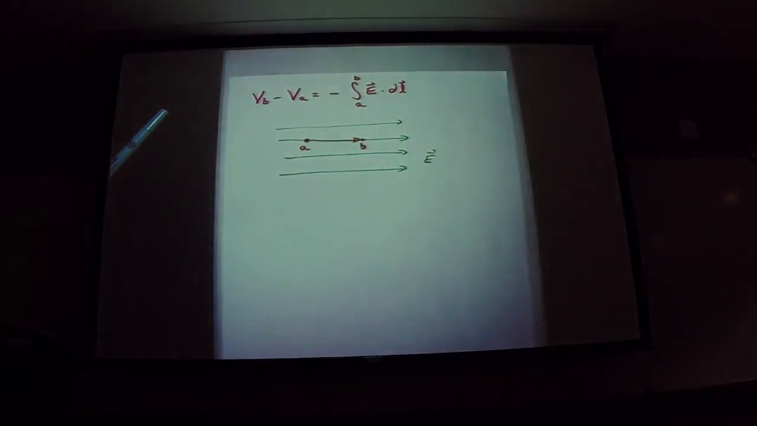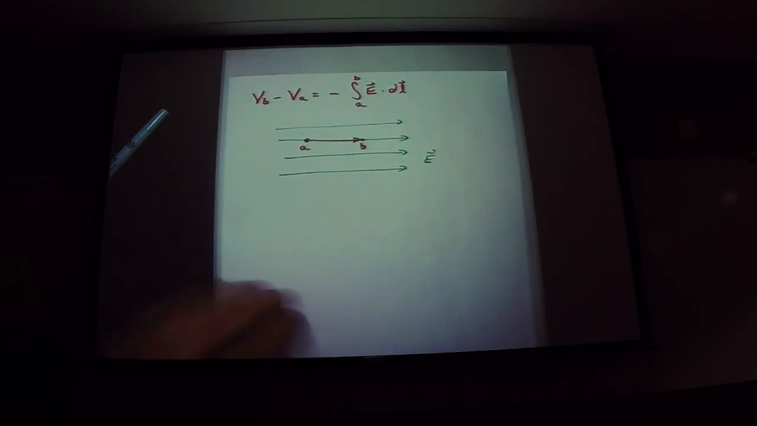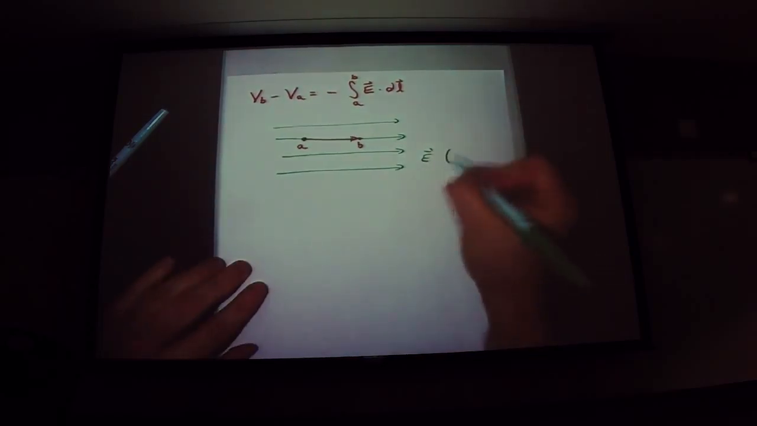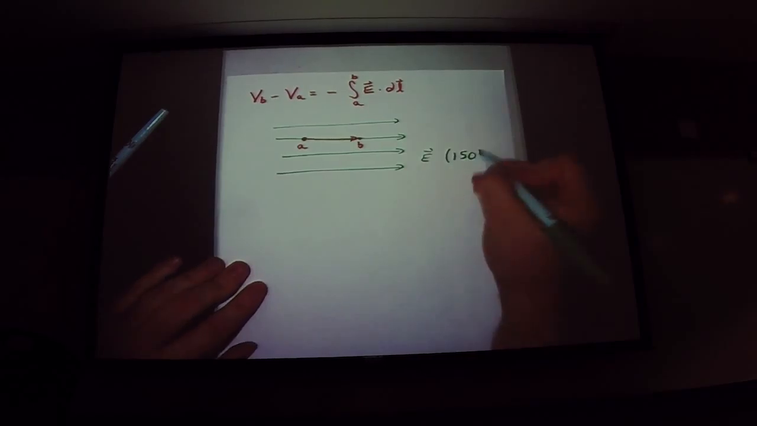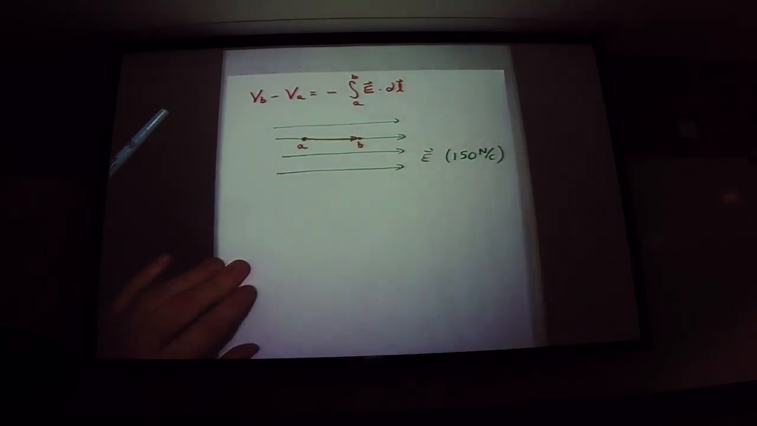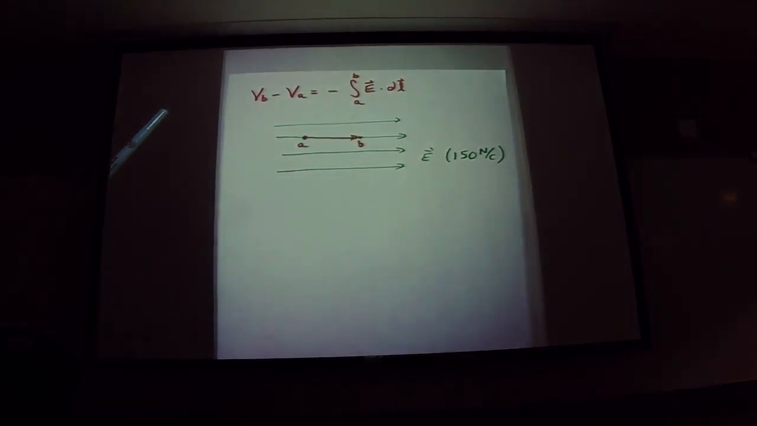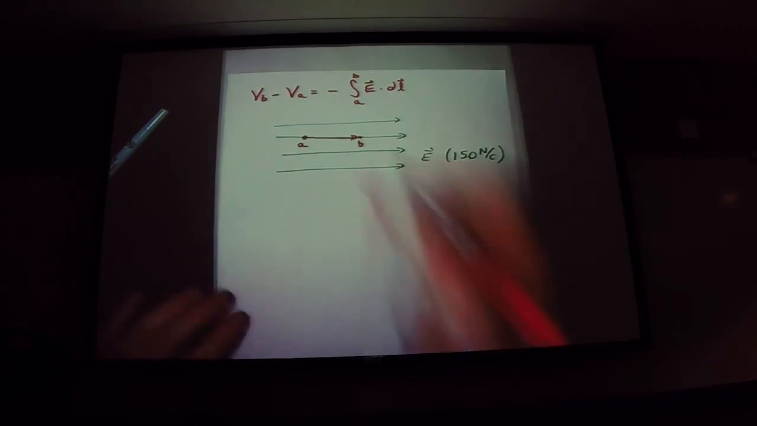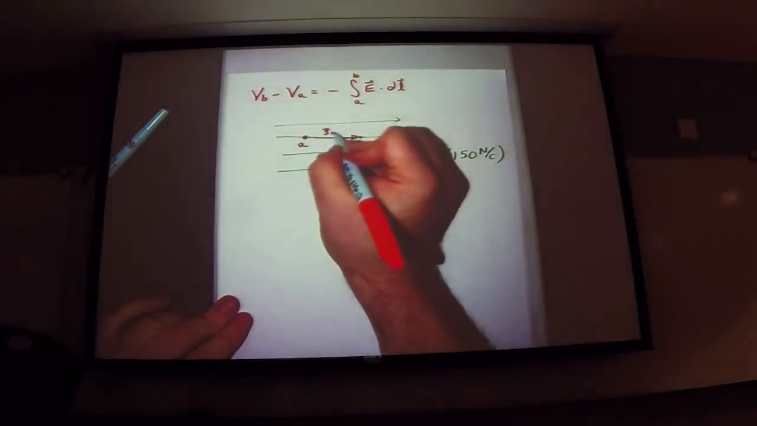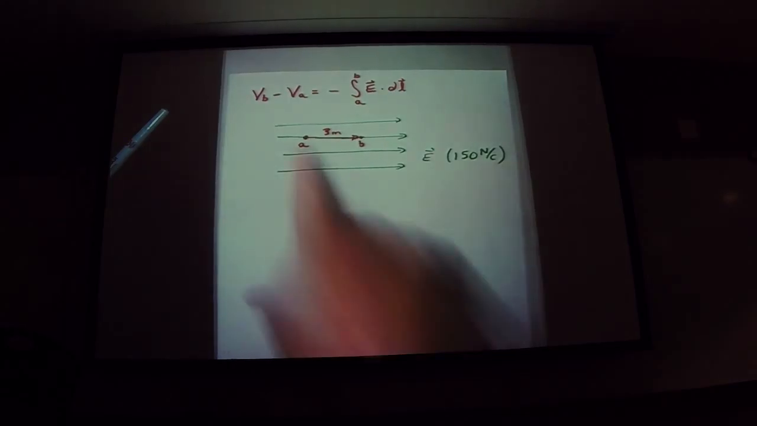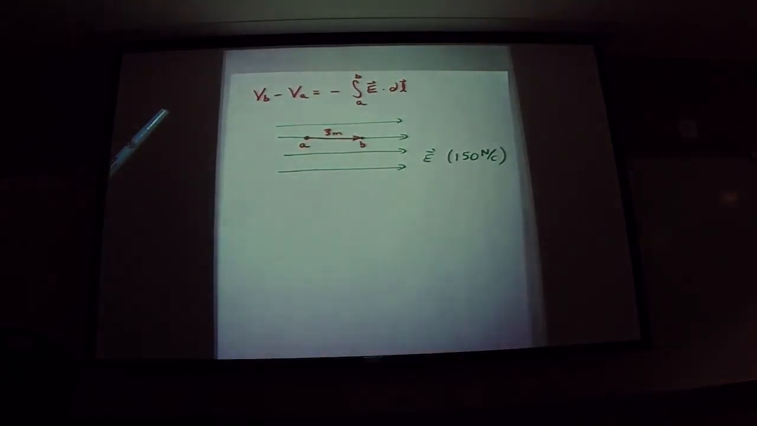And it's been a while since I've thrown some numbers at you, so let me throw a couple of numbers here. Let's say that the electric field is 150 newtons per coulomb, and that this distance here is 3 meters. Okay, 3 meters. That's good, right? And I move from A to B.